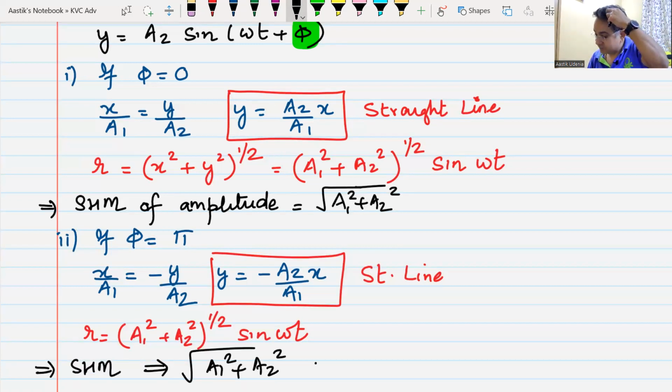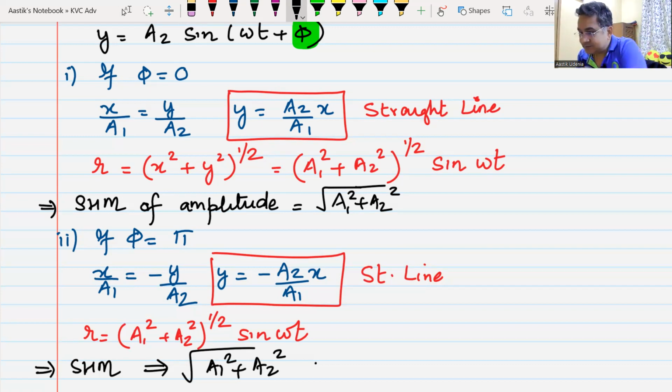Both SHMs are same, sir. They are same, but the only difference is that when this is going in the positive direction, this is also going in the positive direction. The slope of the line is different. When x increases, y increases. That is one line, lying in the first or the third quadrant. This is the line lying in the second or the fourth quadrant. When x increases, y decreases.